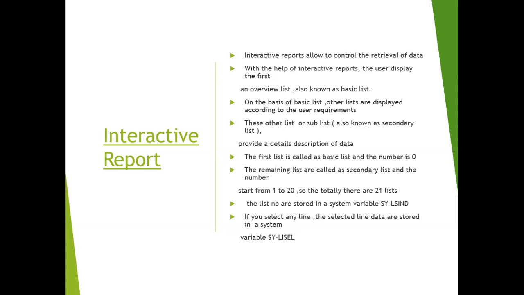When you talk about an interactive report, why is it interactive? Because any end user will interact with this report. They will double click on a particular line item to get more detail of that line item. They can have a total of 21 lists in an interactive report. Basically, with the help of an interactive report, the user displays the first or overview list, known as the basic list. On the basis of the basic list, the other lists are displayed according to user requirement.